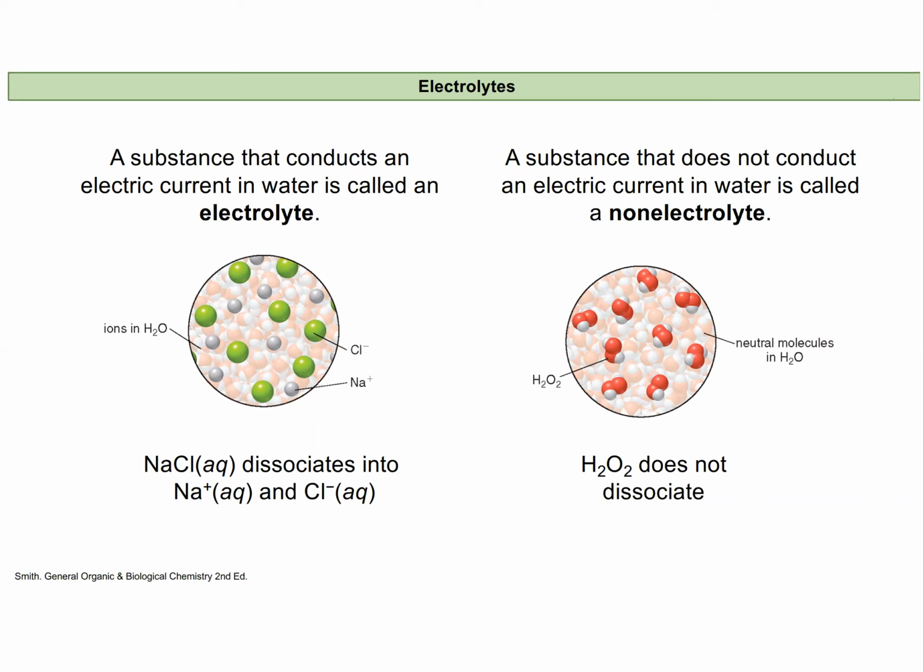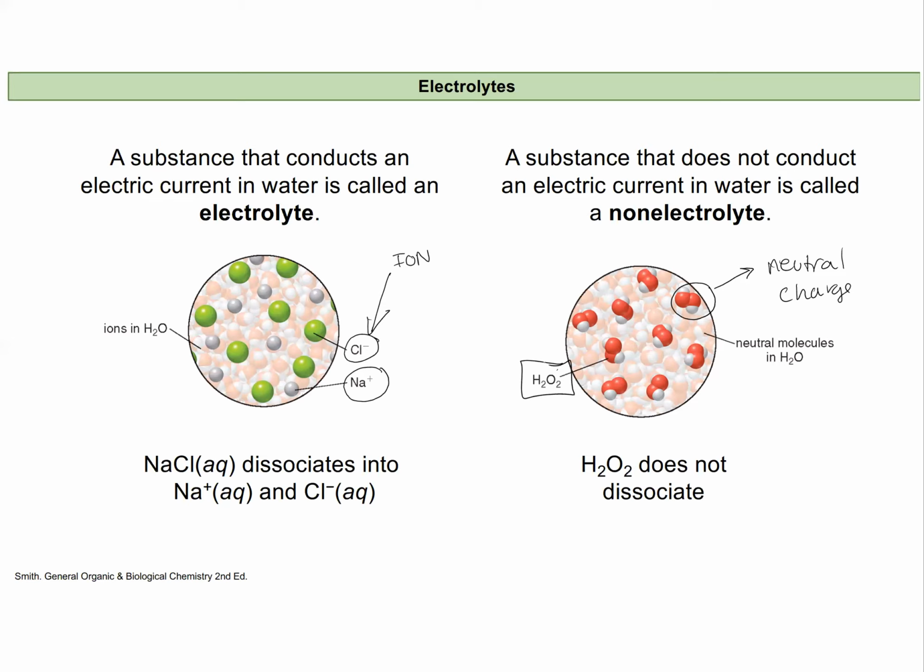But if we look at this on the molecular level, what conducting electricity through water means is that your electrolyte needs to be an ion. So you'll have anions like chloride and cations like sodium in solution. And these charged particles allow electricity to be conducted through water. A non-electrolyte will have a neutral charge. So hydrogen peroxide is an example of that.